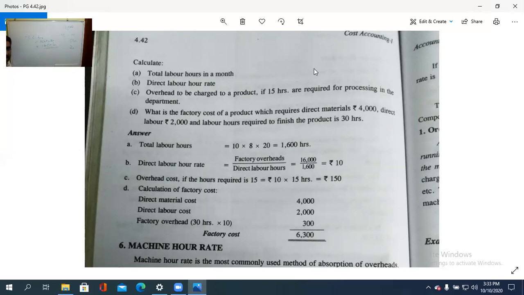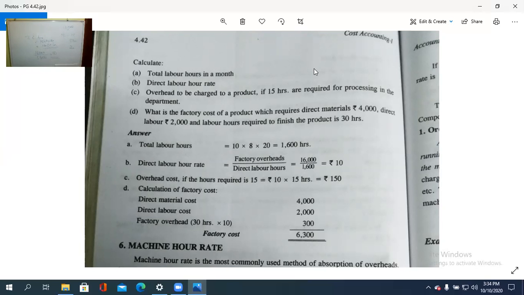Then direct labor hour rate. What is that? Factory overheads divided by direct labor hours. So 16,000 is the factory overheads divided by 1,600 hours. So 10 per hour. Then the third case, overhead to be charged to a product if 15 hours are required for processing in the department.